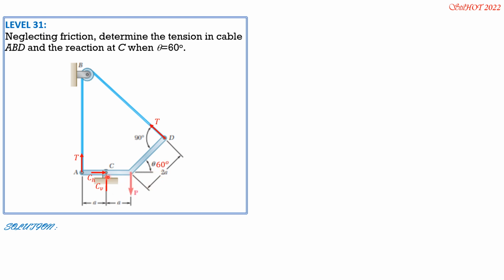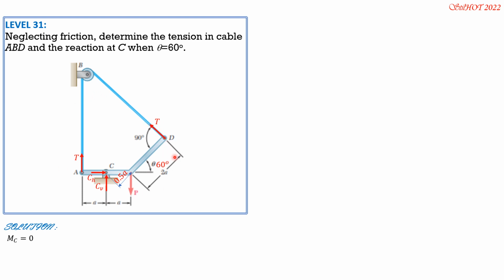So if we extend, because this is 90 degrees, this distance is A, and this angle is 60, so A cosine 60 is 0.5A. So the moment arm of T from C is 2A plus 0.5A, so 2.5A. So the equation: summation of moments about C is 0, with counterclockwise positive.